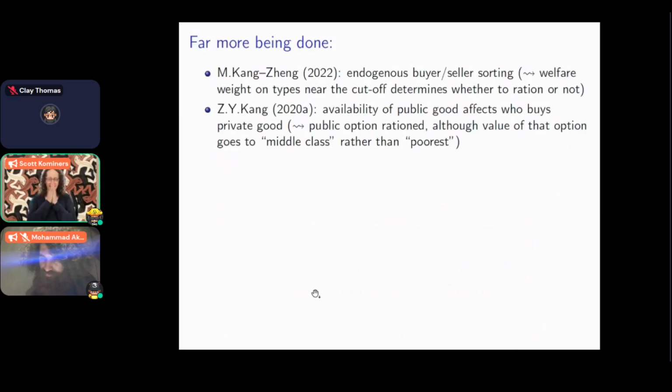Kang, this is a different Kang, has a model of public goods allocation in the presence of a private good as well. And the key dynamic there is that the availability of the public good affects who buys the private good. And just as Piotr was saying at the end of his segment, who selects into the public option ends up determining the welfare impact. And what Kang shows is that the public option does indeed end up being rationed in the optimal allocation. And also, interestingly, the value that the public option creates ends up going to the middle of the wealth or inequality distribution rather than the poorest agents.